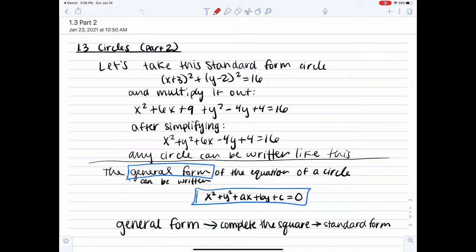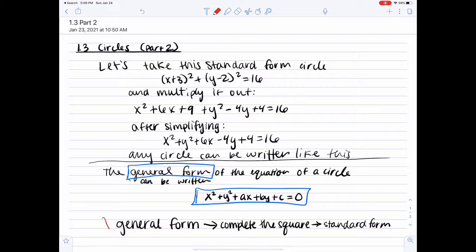That is called the general form, which is different from the standard form. So that's the vocab word for today. The general form of the equation of a circle can be written x² + y² + ax + by + c = 0. And you can switch between the general form and the standard form by completing the square.